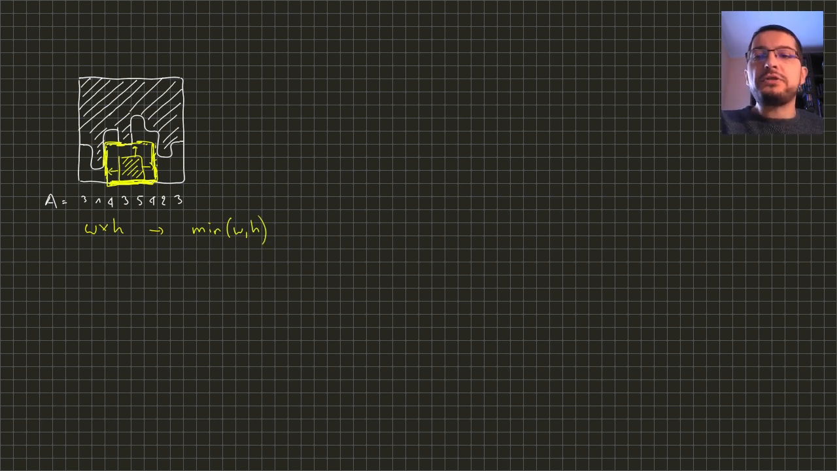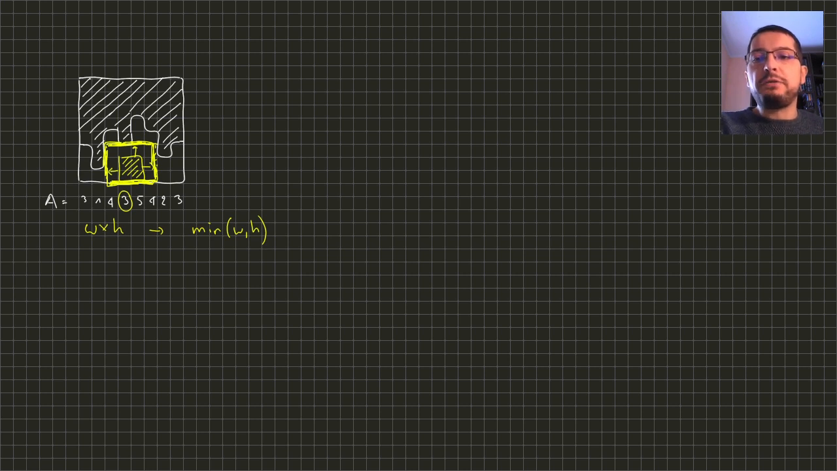So let's try to characterize our maximal rectangle. First, observe that since the top side cannot be extended anymore, there's a column which has the height equal to the height of this rectangle.